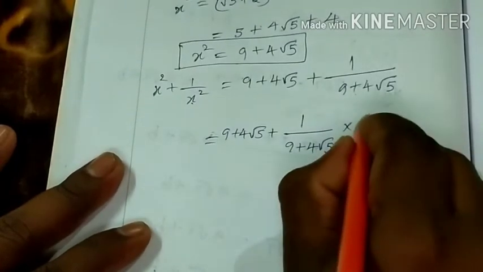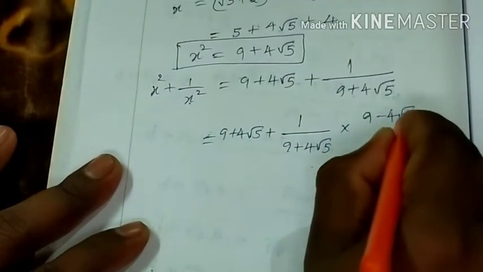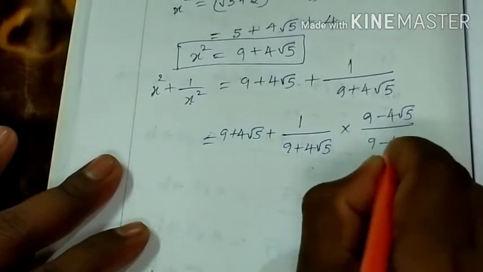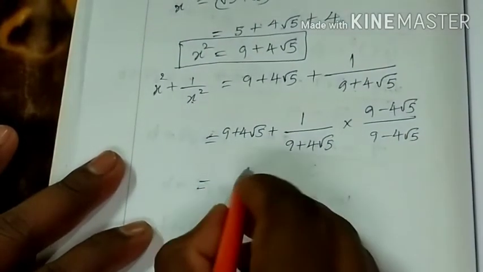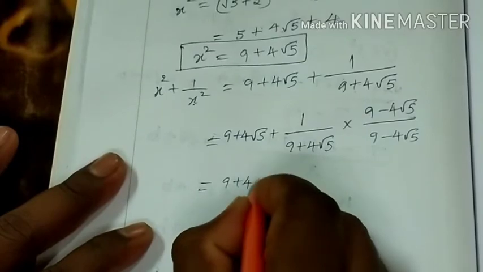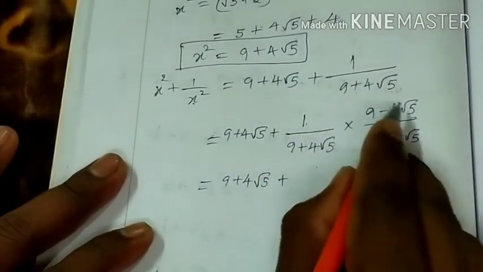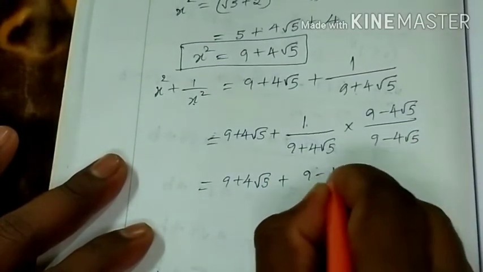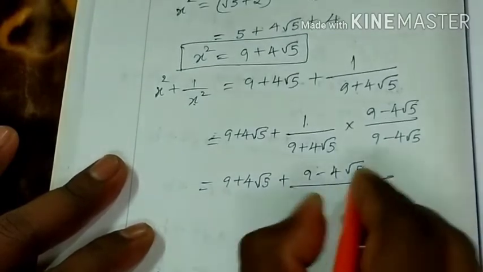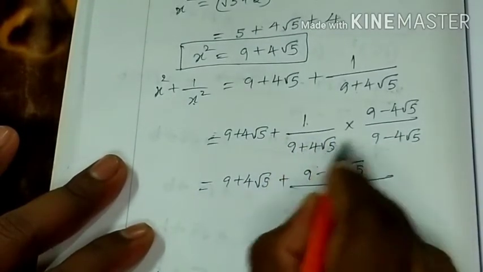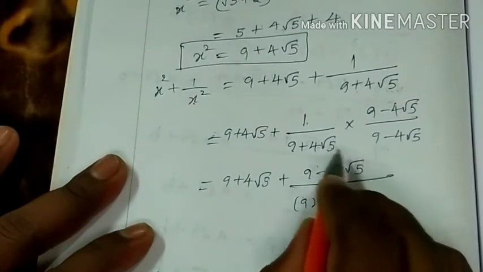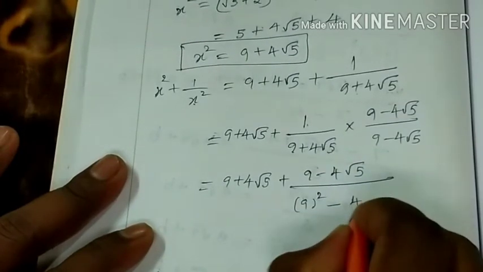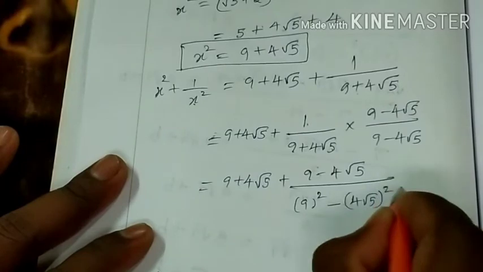Here making the conjugate, 9 minus 4 root 5 divided by 9 minus 4 root 5. Okay. So rationalizing the denominator. 9 plus 4 root 5 plus 1 into this value, 9 minus 4 root 5, divided by, this is a plus b and a minus b. So a square minus b square, 4 root 5 the whole square.